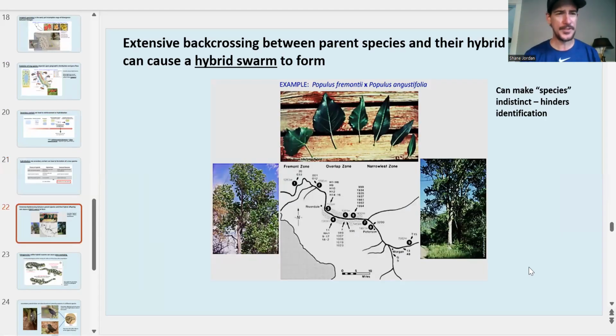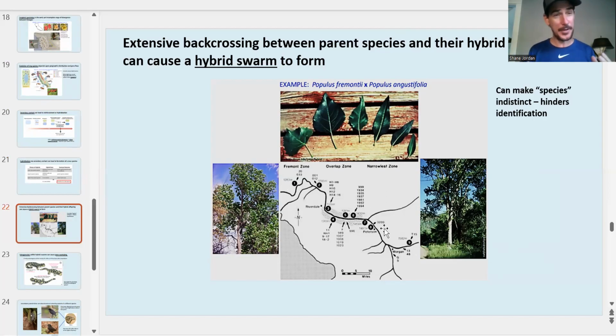This whole business of hybridization gets kind of crazy because there can be a lot of back crossing between parent species and the hybrid offspring. And this causes something we call a hybrid swarm to form. An example of this comes with these cottonwood trees. We have these two different species of cottonwood, Populus fremontii and Populus angustifolia. And this map here illustrates an area where these two species of cottonwood have separate populations, but there's an area where their ranges overlap. And in these areas where their ranges overlap, they form hybrid offspring.